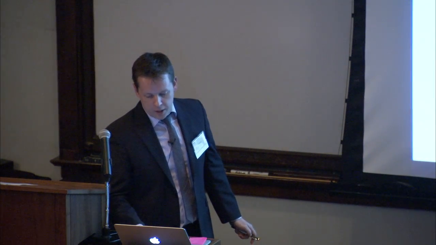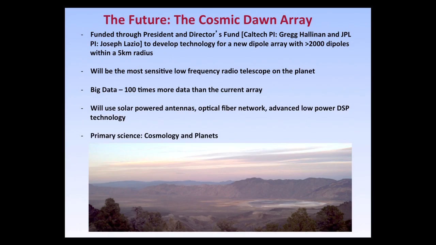All right, last slide. I wanted to say that the future. This is the first step. We're trying to build a much larger array called the Cosmic Dawn Array. This is a project funded by the Caltech and JPL President's Director's Fund. Right now, we're doing technology development to try and develop the ability to build a much larger array. And we're going into completely uncharted territory because we're trying to combine 2,000 dipoles.